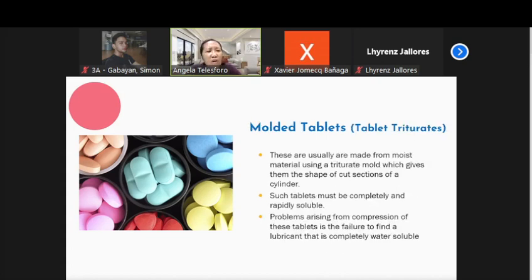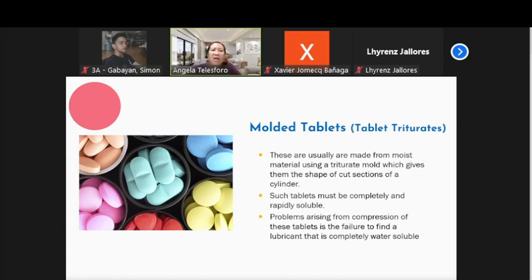Molded tablets, so we no longer have them, but for the purpose of knowing, they are also called tablet triturate. So they are made from moist material using a triturate mold which gives them the shape of cut sections of a cylinder. So para gyapon siyang depende sa iyang shape. Such tablets must be completely and rapidly soluble. The problem is the failure to find a lubricant that is completely water soluble.